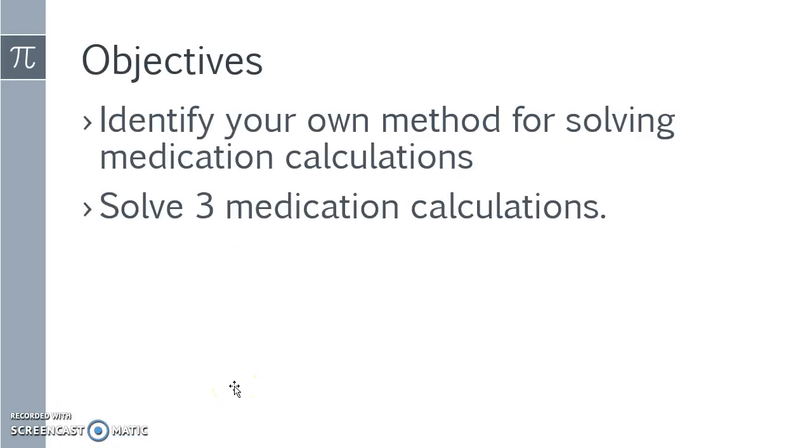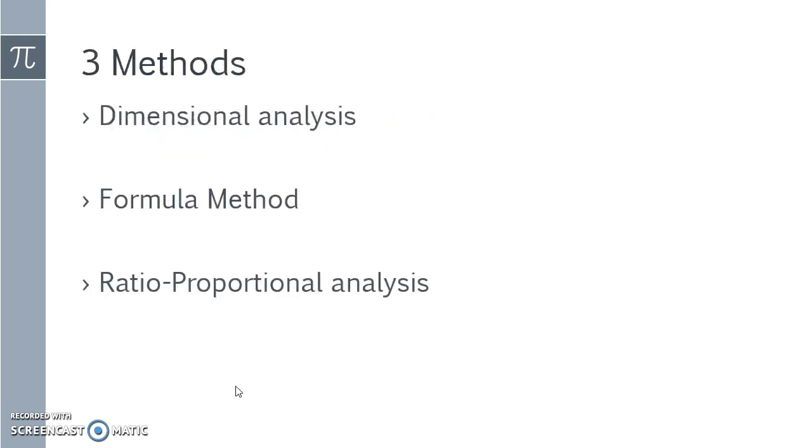Our objectives today are to identify your own method for solving medication calculations and to solve 3 medication calculations. There are 3 methods: dimensional analysis, formula method, and ratio proportional analysis. It's important to identify which method you'd like to use and stick with it. Don't go back and forth and change things. Stick with the one you know and you like.